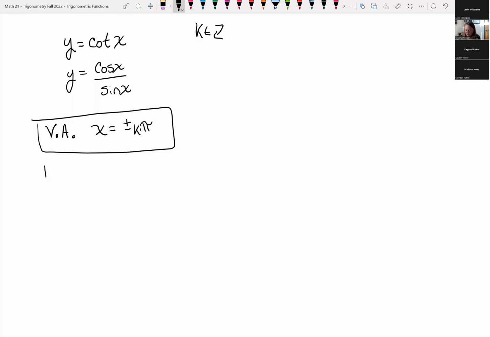Our domain are all real values, or all real numbers, except for x can't be any of those vertical asymptotes. So x cannot be plus or minus. I actually don't need that plus or minus when I'm talking about k being an integer, because that actually includes that, unless I'm just talking about positive integers. So x cannot be k times pi.